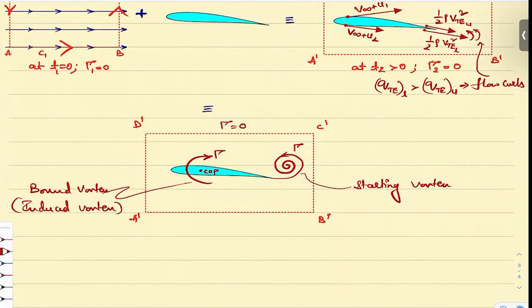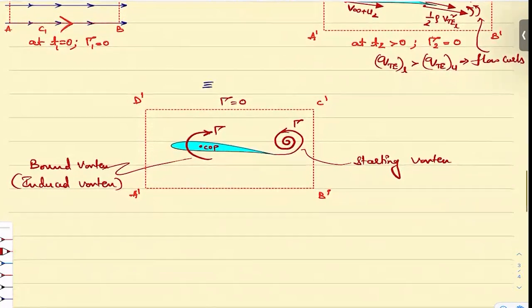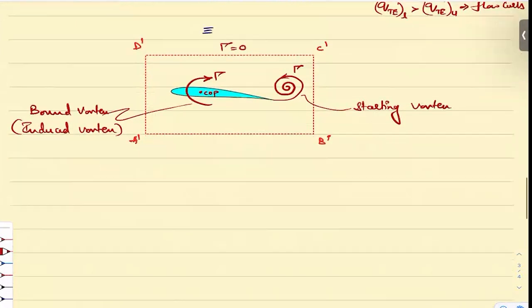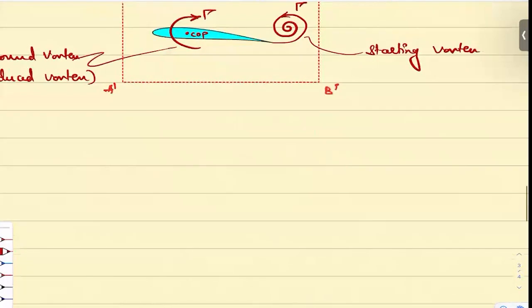Bound vortex or an induced vortex. Can I go ahead now? Yes, sir. Now, after some time, what happens is this bound vortex is still fixed. Bound vortex will not change.